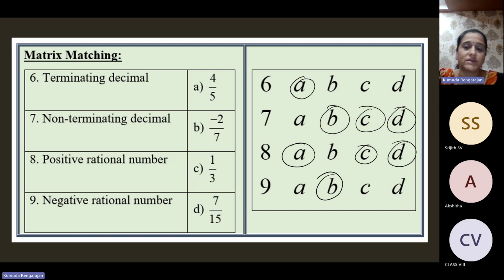This is matrix matching. So for the question in the first column, you can use more than one option in the second column, and you can also repeat using them.